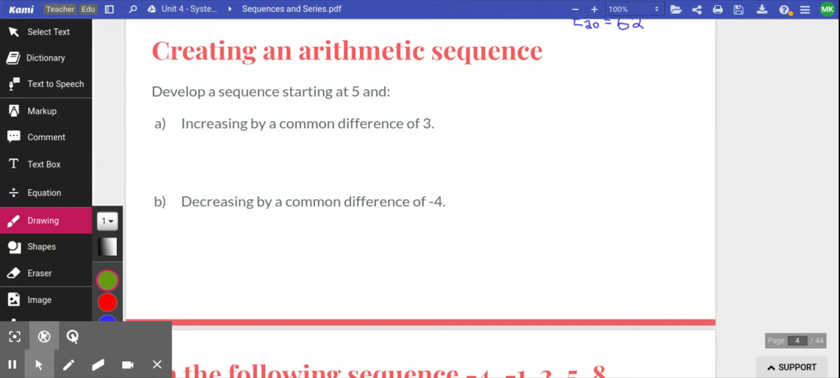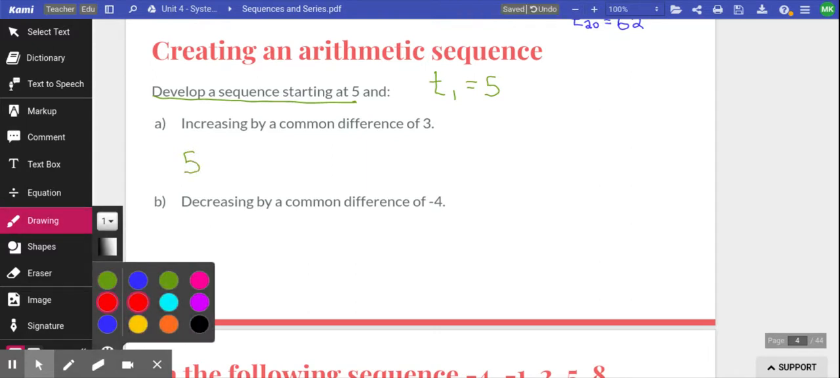We always have to know what our first term is, so t of 1. In this question, it says develop a sequence starting at 5. So that means t of 1 is 5. The first term is 5. So we'll start with 5. Then it says we want to increase by a common difference of 3. Because we're increasing, that means we're adding 3.